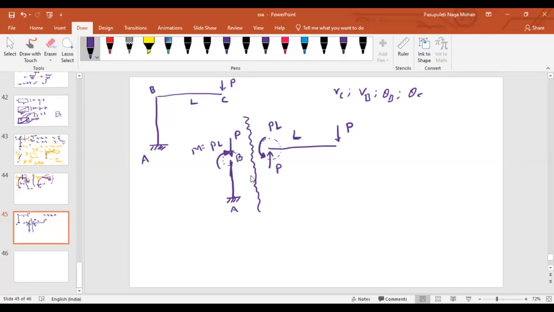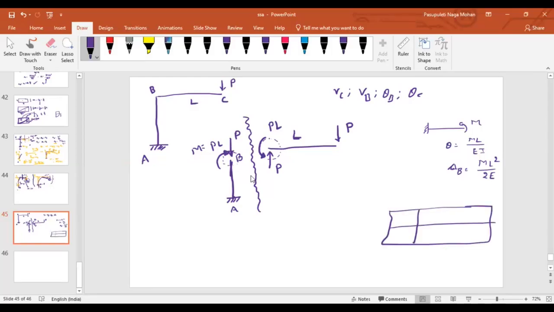If there is a concentrated moment, what will be your deflection and what will be your rotation? PL divided by AE. If there is a cantilever with moment M, what will be your rotation at the free end? ML divided by EI. Rotation is ML divided by EI. If it is a deflection, ML square by 2EI, right?